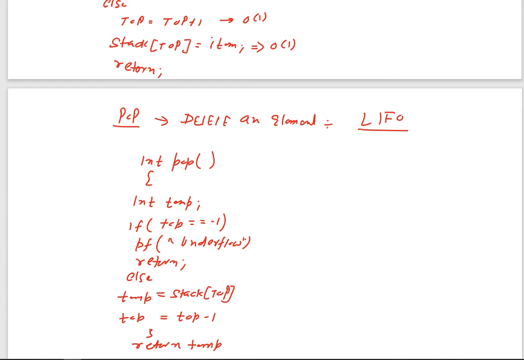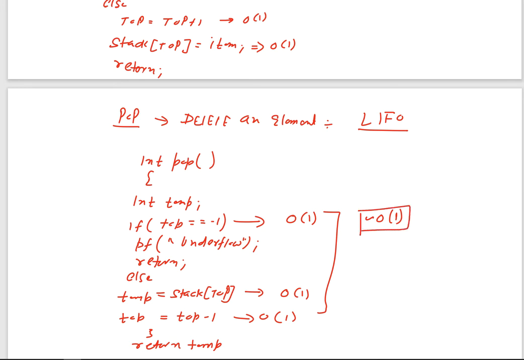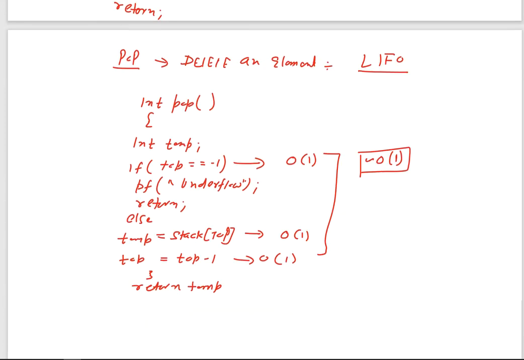If you observe, what is the time complexity? This is one comparison here, so this is of order of 1, and then these are simple statements. This is one assignment, again of order of 1. Again, this is one assignment, of order of 1. So in total, the time complexity for deletion will be of order of 1 only. Okay. So this is the pop operation. So for array implementation, the time complexity for insertion and deletion turns out to be order of 1.